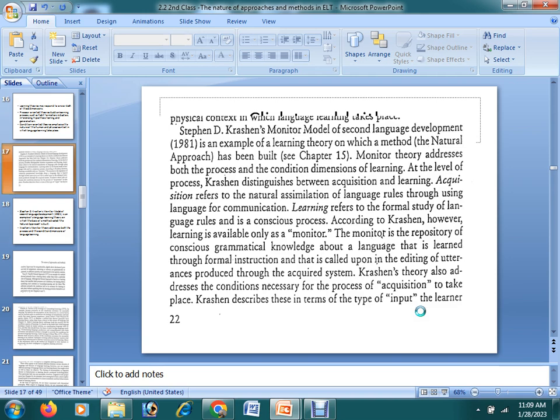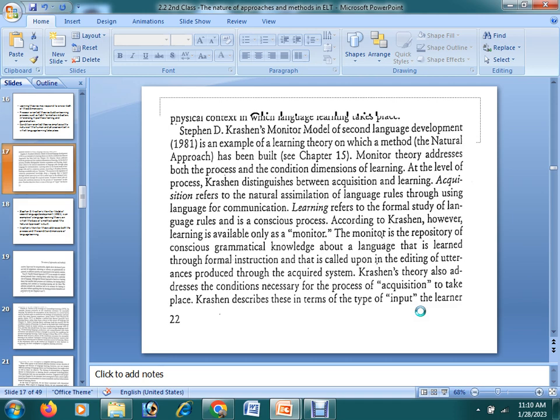Okay, so Dr. Stephen Krashen has developed a theory. What is in our mind? That means in case of a developed theory, there should be process-oriented theories and also condition-oriented theories. Stephen Krashen, I like him very much. If you get some time, we will watch his videos in a class. Krashen's monitor model, he said in a method, that is the natural approach, that monitor theory addresses both the process and condition.